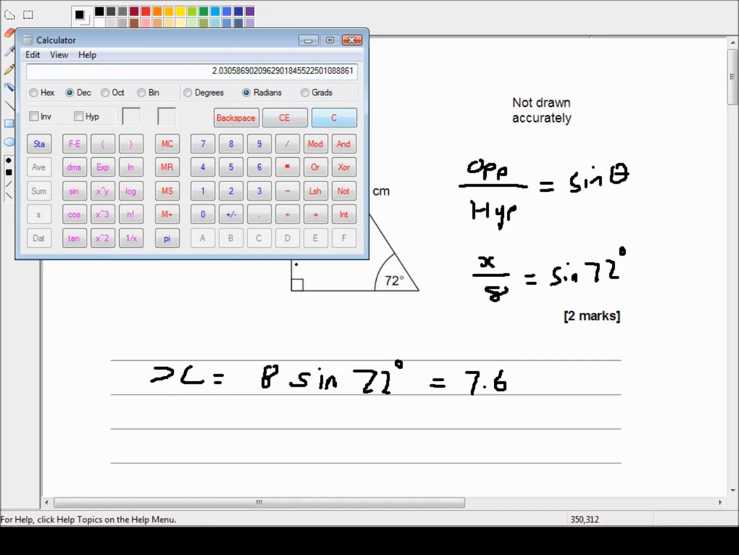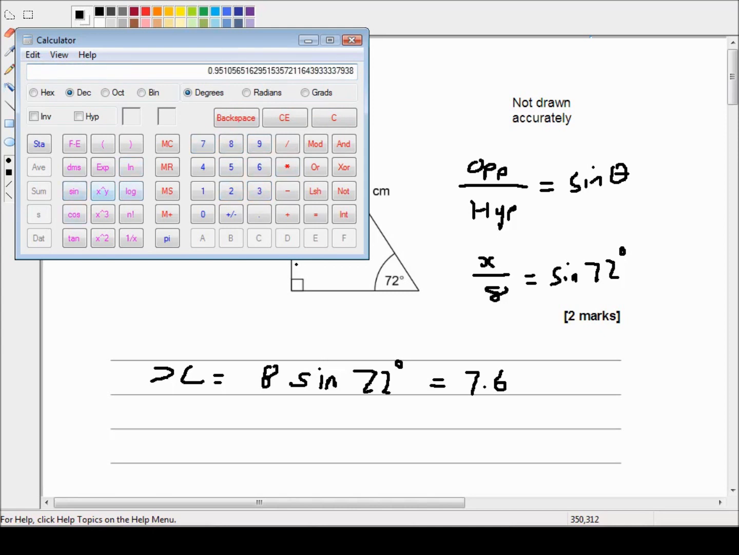And again, let's try that in gradians. So that's 8 times 72 sine, and that's come to 7.23. So it's very easy to get the wrong answer just by having your scientific calculator in the wrong measurement. So make sure you're set to degrees when you do your 8 times 72 and hit the sine.